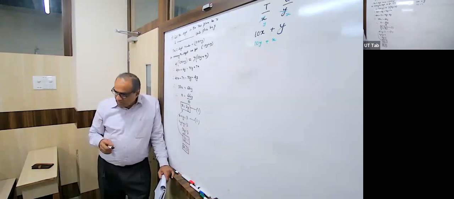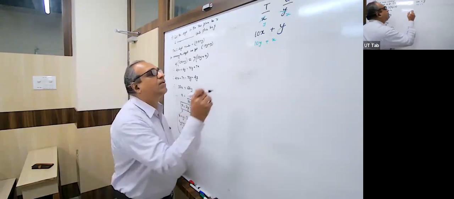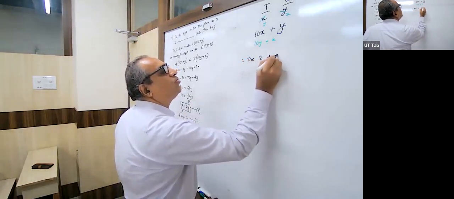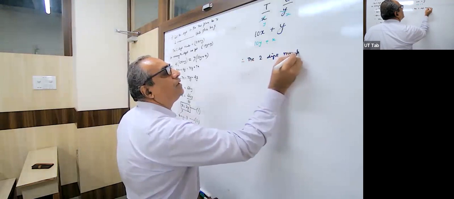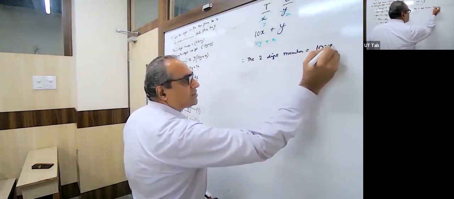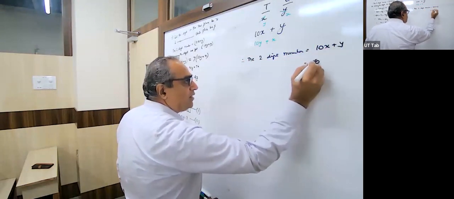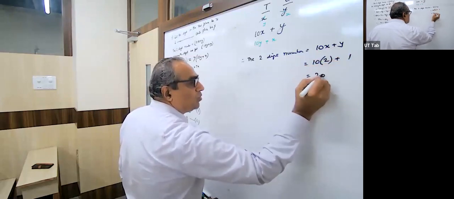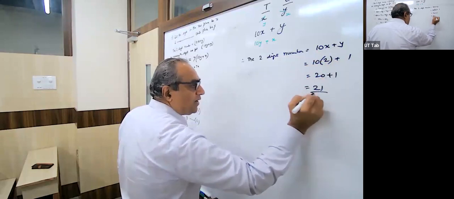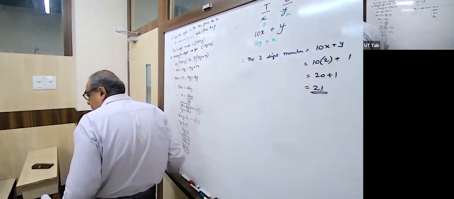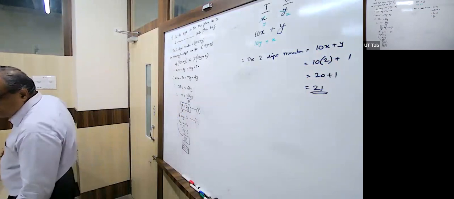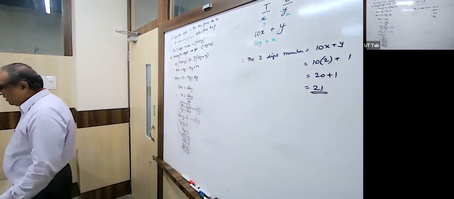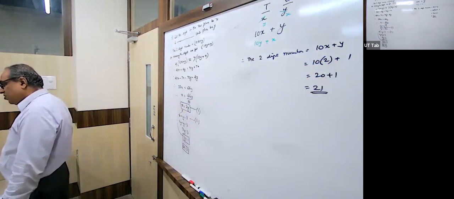You can directly write the answer, but in the exam you have to write, therefore, the 2-digit number, I'm going to show the working, is 10x plus y, which is 10 times 2 plus 1. This carries 1 mark for showing the working. Did you understand? Don't write it directly. Your answer will be right, but you should not give the examiner a chance to cut marks.